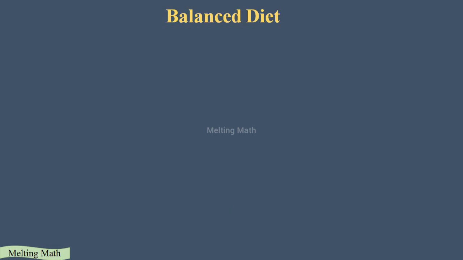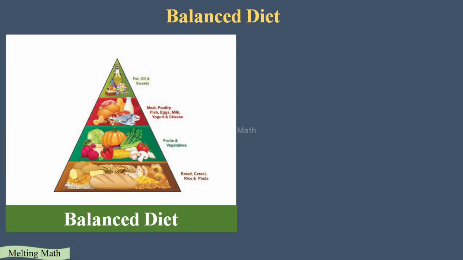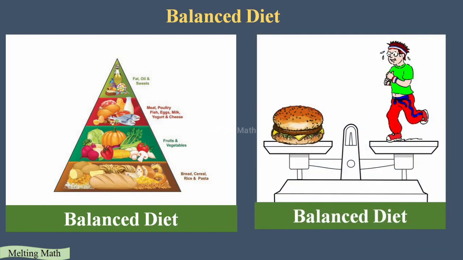I already told you our body needs a sufficient amount of energy, so we have to eat all necessary nutrients in a limited manner. If you eat more, it causes obesity. If you eat less, it also causes disease. So you have to eat all the nutrients in a balanced manner. That's why they mentioned the balanced diet here.